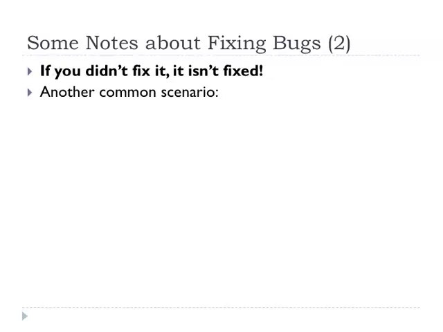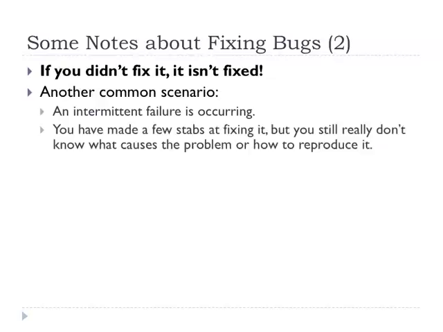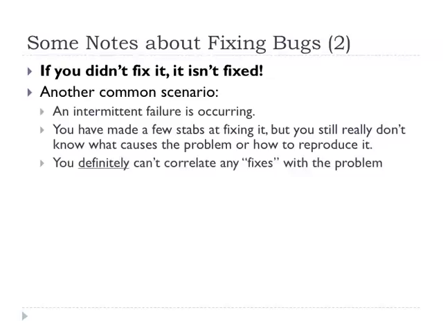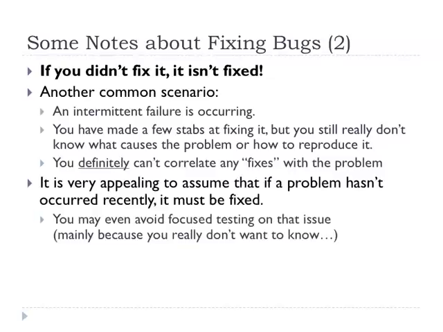So anyway, here's another common scenario. You have an intermittent failure. Now notice, it's intermittent. You haven't come up with a reproducible case yet, so it's still occurring intermittently, and you don't really know why. Let's say you don't have much time. The homework is due, or the product needs to ship. And so you make some stabs at it. You don't really know what's going on, but you definitely can't say this fix corresponds to the manifestation I'm seeing. You can't correlate that.